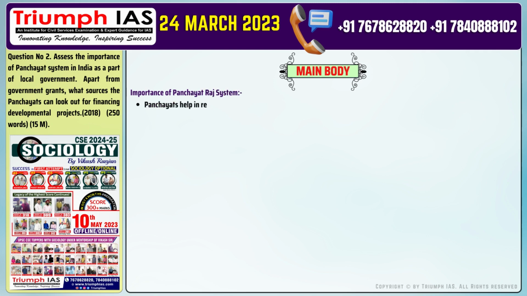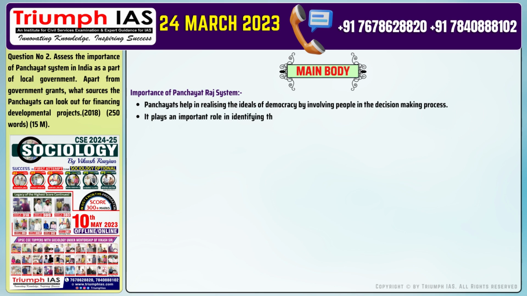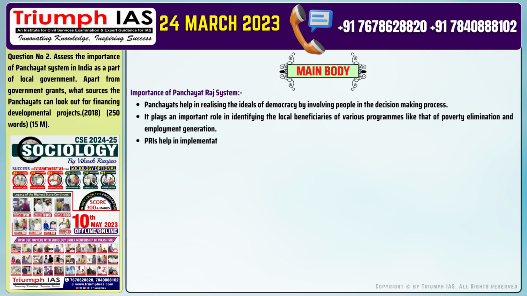Number 1. Panchayats help in realizing the ideals of democracy by involving people in the decision-making process. Number 2. It plays an important role in identifying the local beneficiaries of various programs like that of poverty elimination and employment generation. Number 3. PRIs help in implementation of various development programs like mass education and family planning, etc.